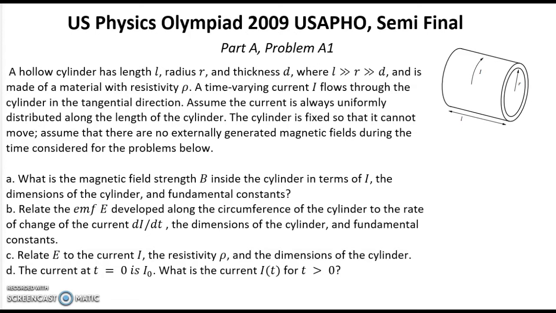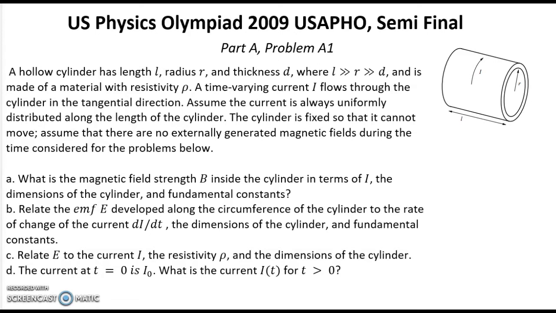A time-varying current I flows through the cylinder in the tangential direction, as in the picture. Assume the current is always uniformly distributed along the length of the cylinder. The cylinder is fixed so that it cannot move. Assume that there are no externally generated magnetic fields during the time considered for the problems below.